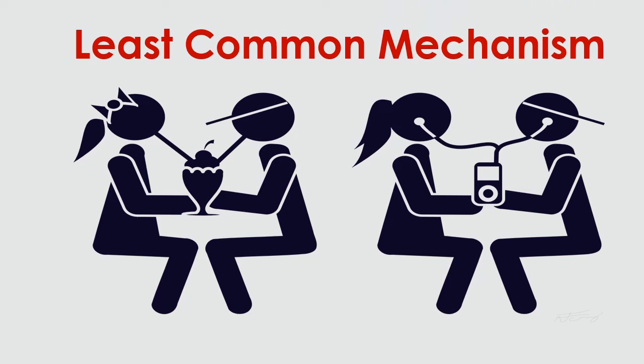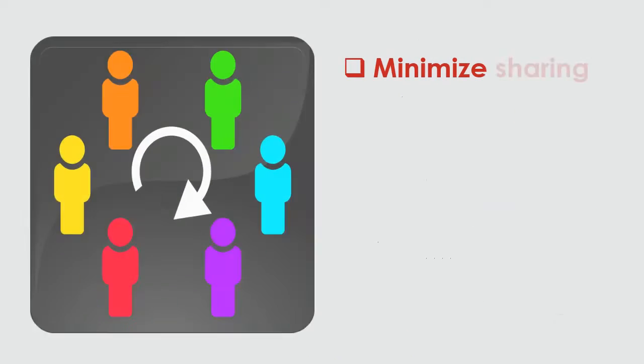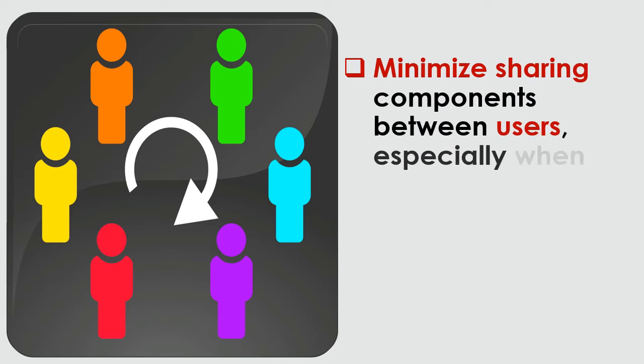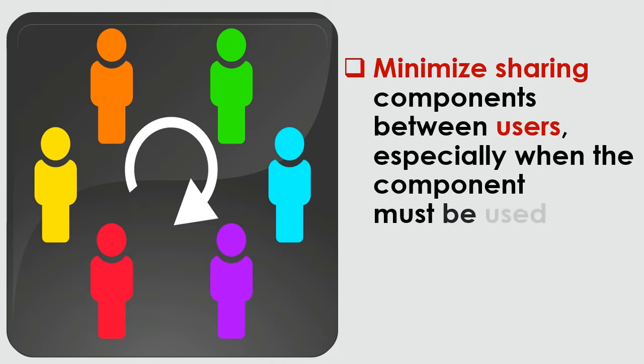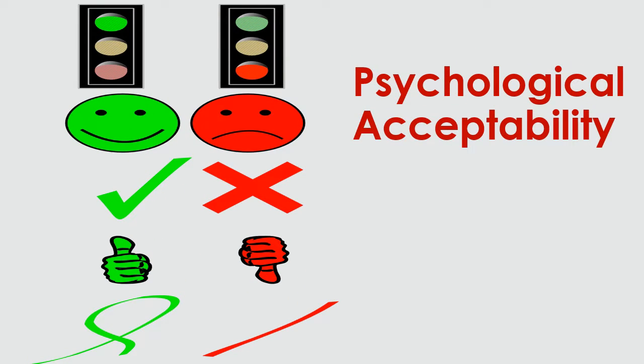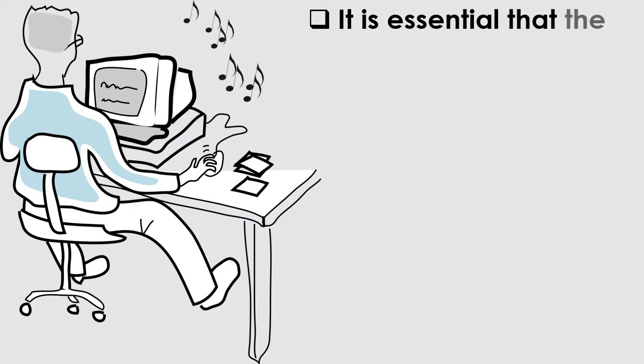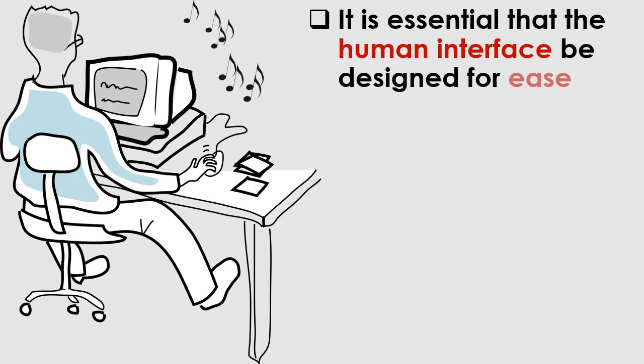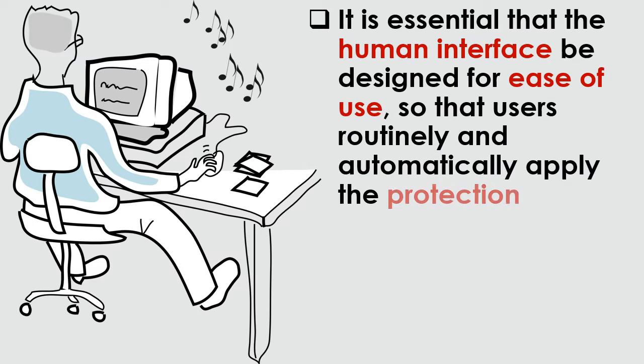Least common mechanism. Minimize sharing components between users, especially when the component must be used by all users. Psychological acceptability. It is essential that the human interface be designed for ease of use, so that users routinely and automatically apply the protection mechanisms correctly.